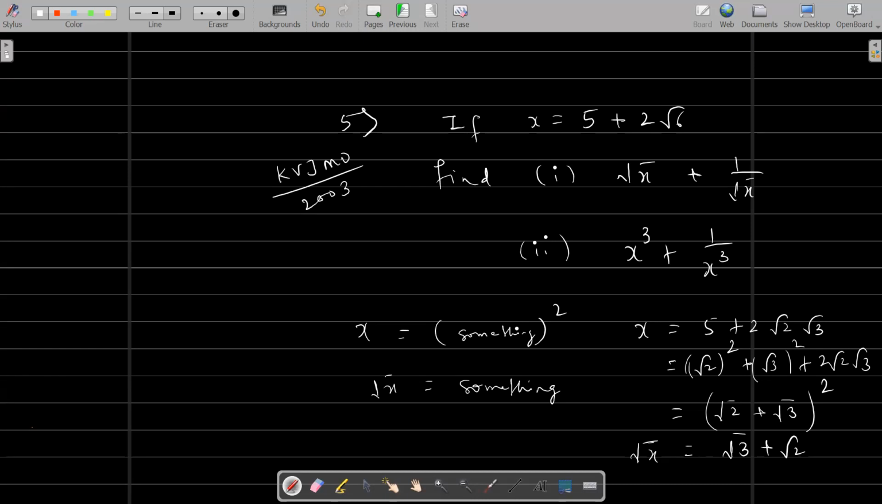Yes, Shreya. Sir, I just did what we had done in the previous problem. I squared root x plus 1 by root x and got it in terms of x. Yeah, yeah. X plus 1 by x plus 2. Yes. Yeah, so squaring is good.